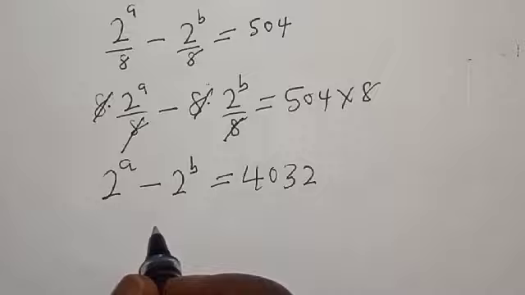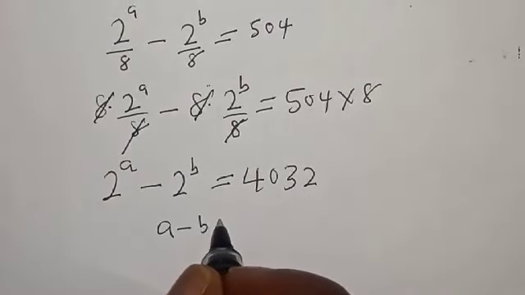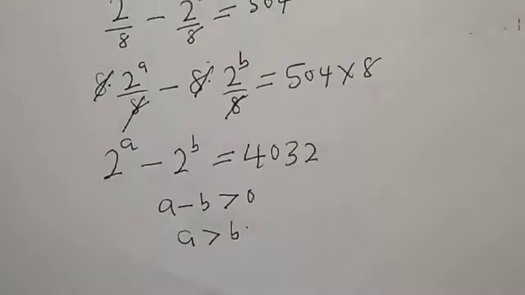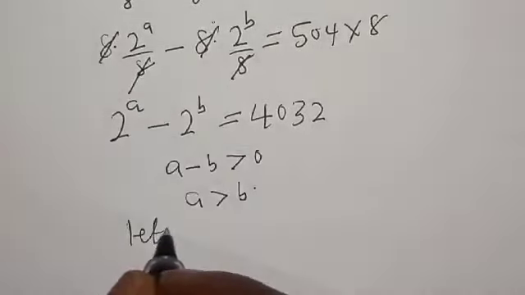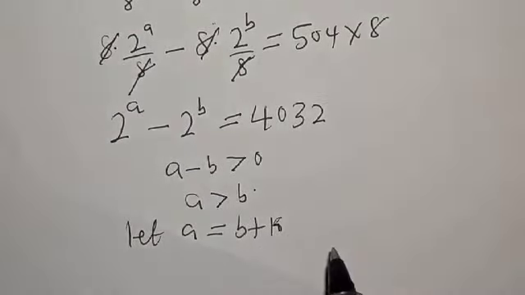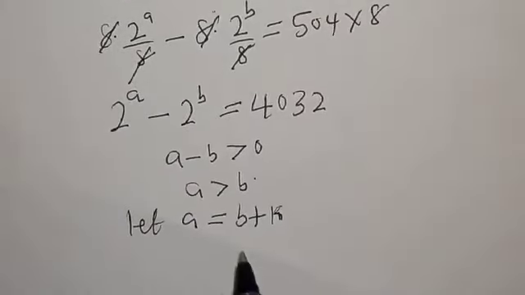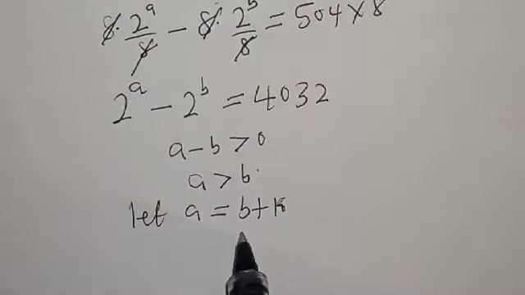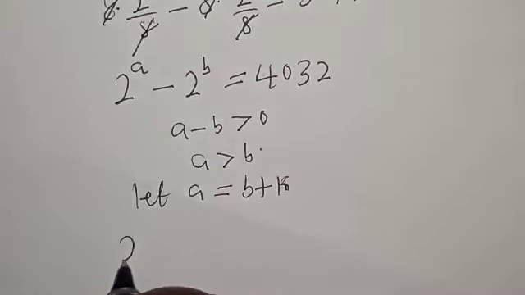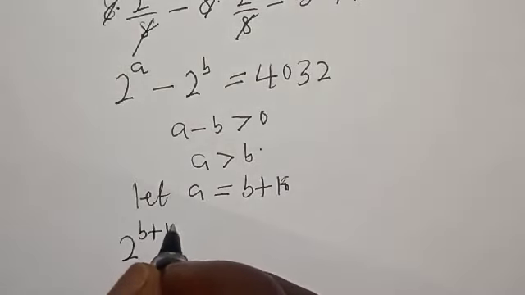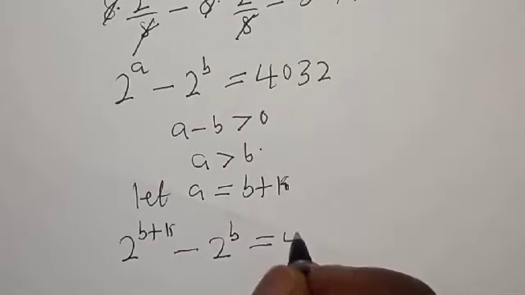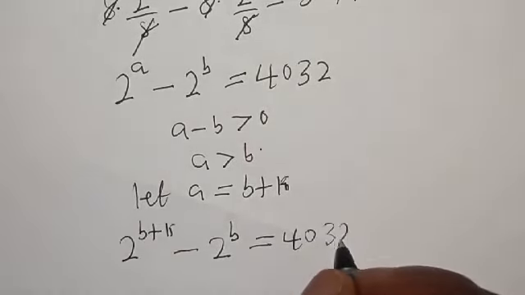Then remember that a minus b is greater than 0. Therefore, a is greater than what? b. And we say let a equal to b plus k. Since we said a and b are positive integers, we let a equal to b plus k. So anywhere you see a, you put b plus k there. Then we have 2 raised to power b plus k minus 2 raised to power b equal to 4032.